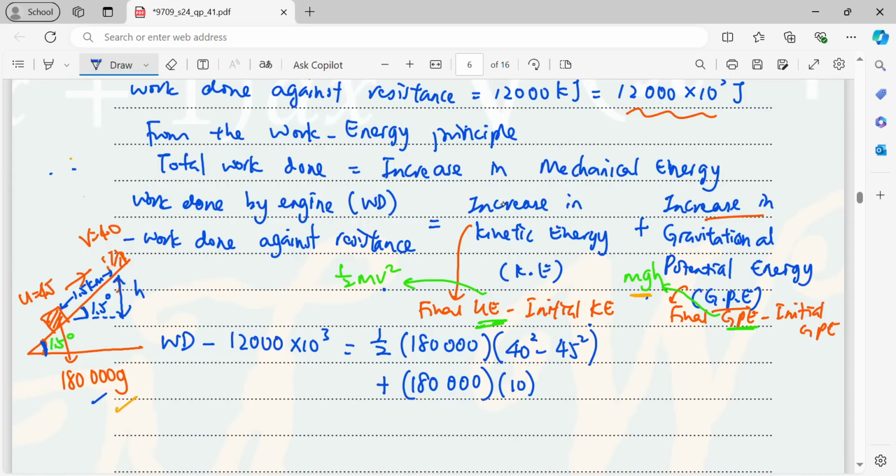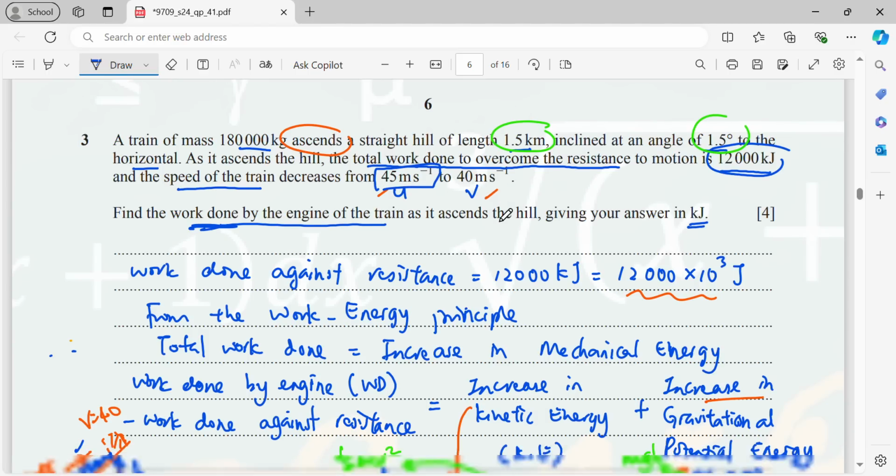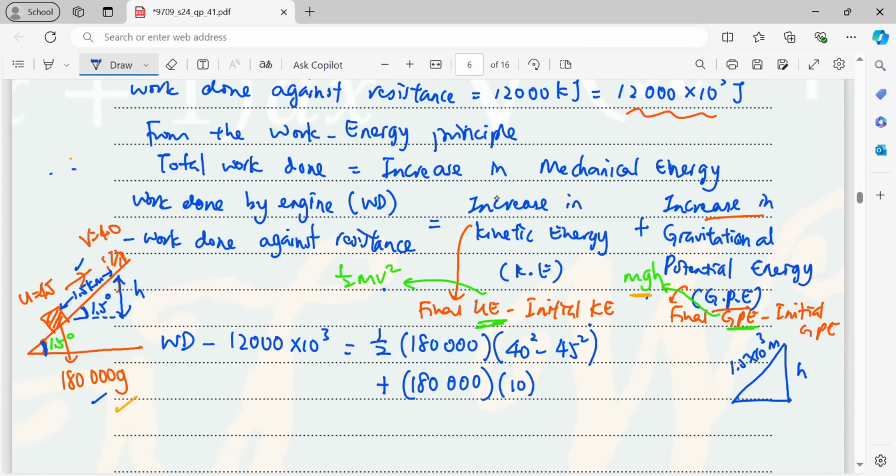Now, the h is the opposite side to the 1.5 degrees, and this 1.5 kilometers is the hypotenuse, right? So now I will draw this out. This is h. Now 1.5 kilometers means that it is 1.5 times 10 power 3 meters, because we need to calculate our distance in meters, right? Because your u is in meter per second, so you must use the same unit, which is meters instead of kilometers. So now here, I write properly.